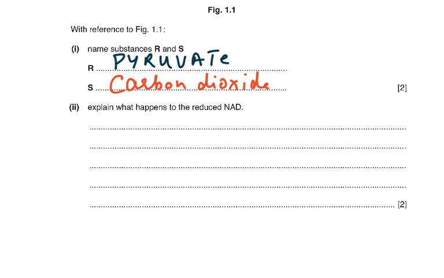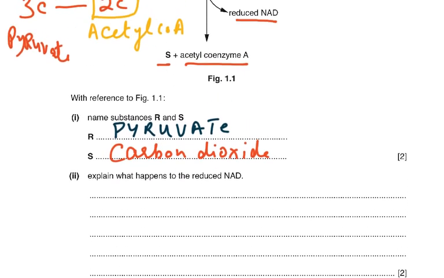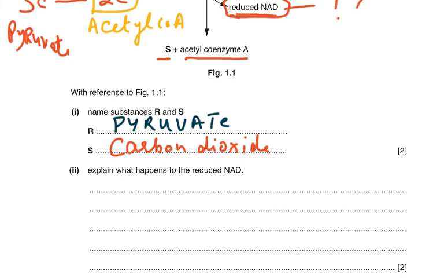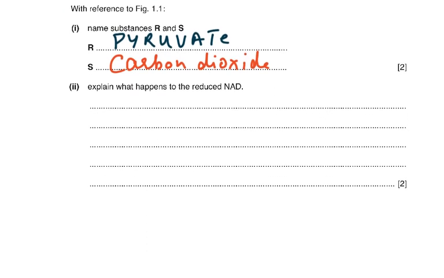Then it says explain what happens to the reduced NAD. Now this reduced NAD, what happens to this? Where does it go? So explain what happens. When it says explain, well, you need to give me a biological explanation. Explain, and that's 2 marks. So always think of the 2 mark scheme points.